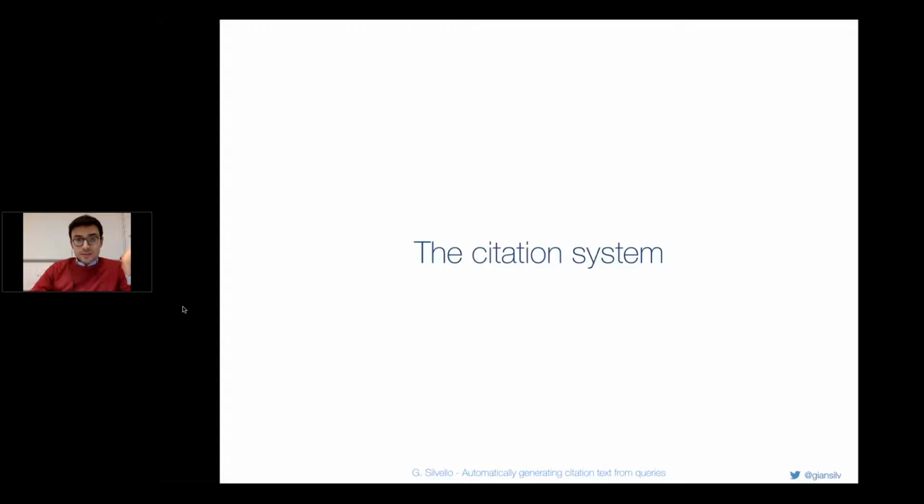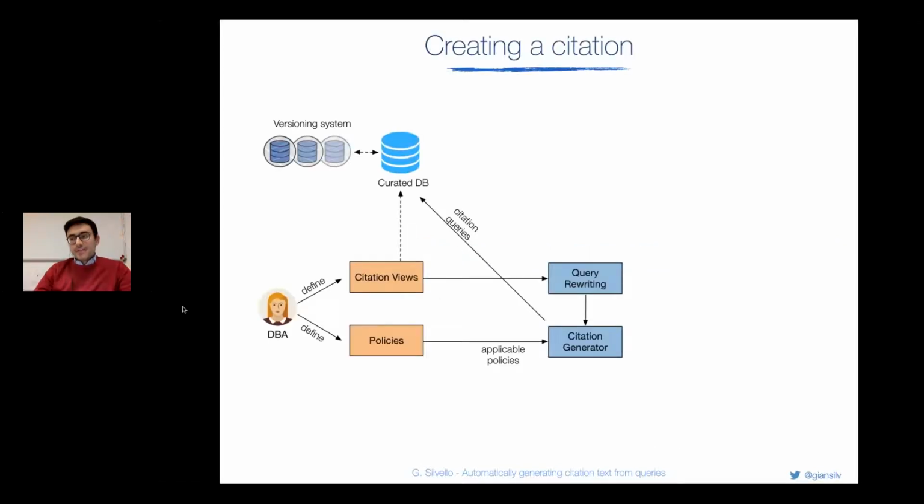So how does the system work? The main part is the RDF citation model. In the top part of this drawing, we see the versioning system and the curated database. Then we have the DBA, the database administrator, who has to define citation views and citation policies. We will see what they mean.